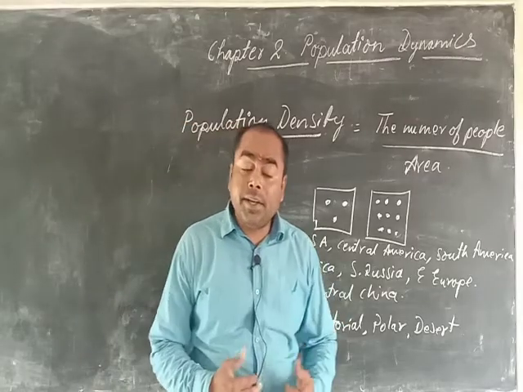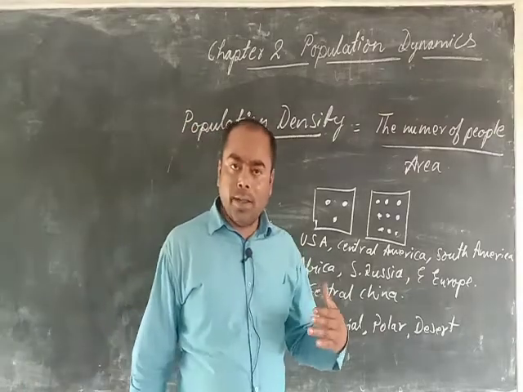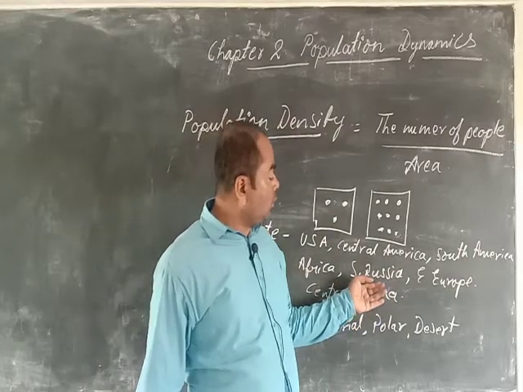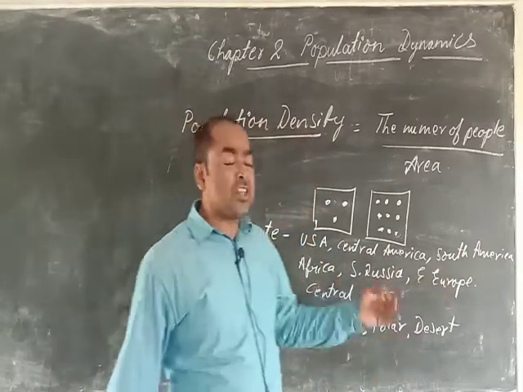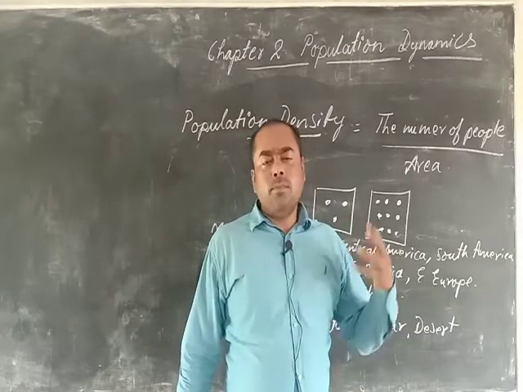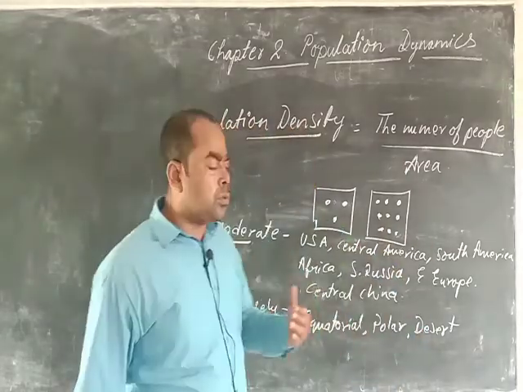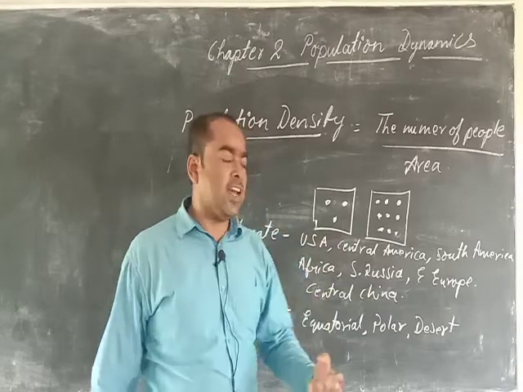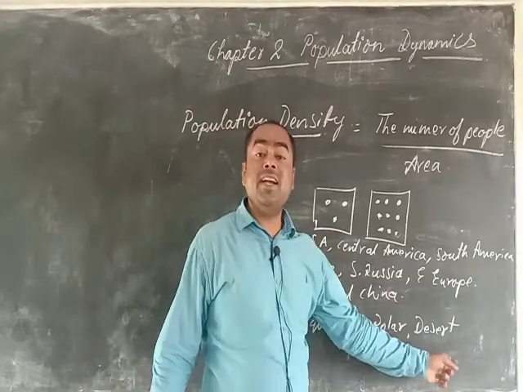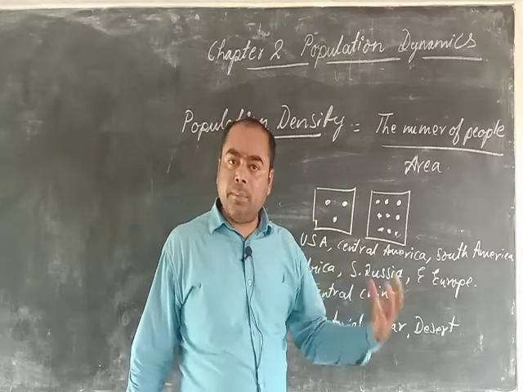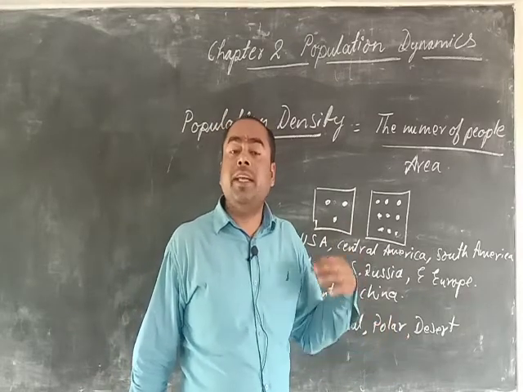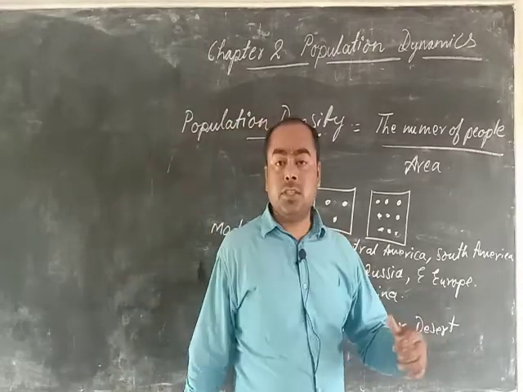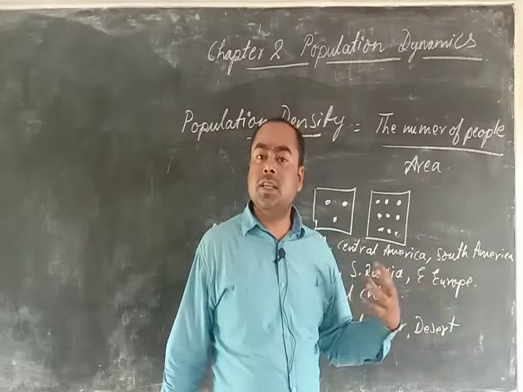Now let's talk about the areas with moderate population in the world. So parts of USA, Central America, South America, Africa, Southern Russia, Eastern Europe and Central China have moderate population density. And lastly, we will come to know about the sparsely populated areas. That means very less densely populated areas are the equatorial region, polar region and desert region. Why? Because of the harsh climate, human beings do not stay there. They are not inhabited there. So because of the harsh climate of the equatorial, polar and desert regions, the human population is less there. The density is less.